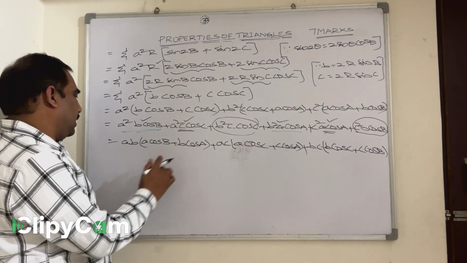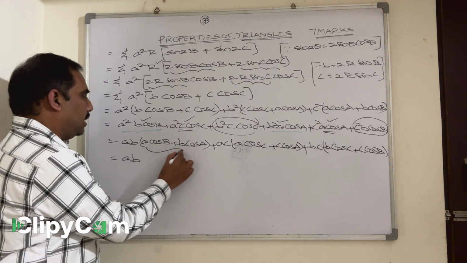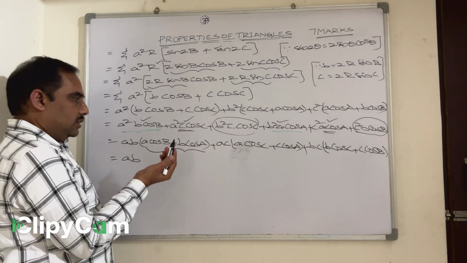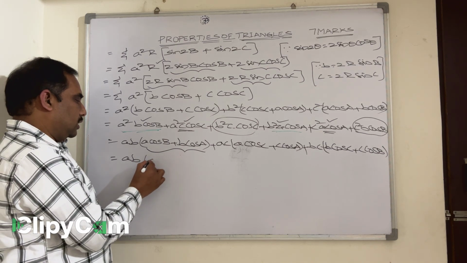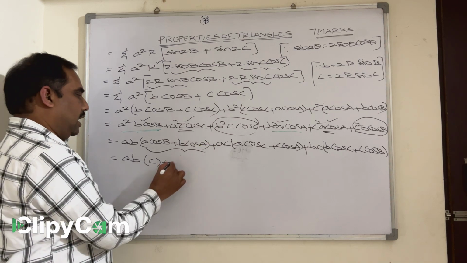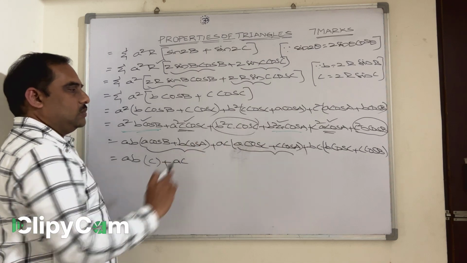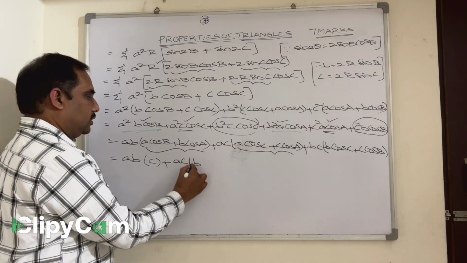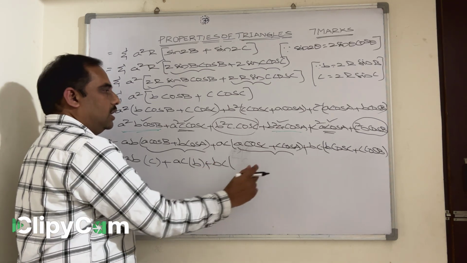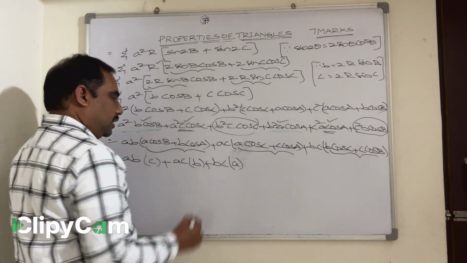See, observe carefully here. Within the bracket here we have ab, and a cos B plus b cos A, there is no small c, so that's why we write small c. Plus here ac, and here if you observe, this is a cos C plus c cos A, there is no small b, so that's why we can write small b. And plus bc into, here if you observe, there is no small a, so that's why we can write small a.